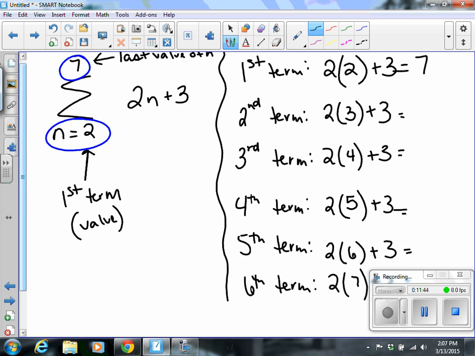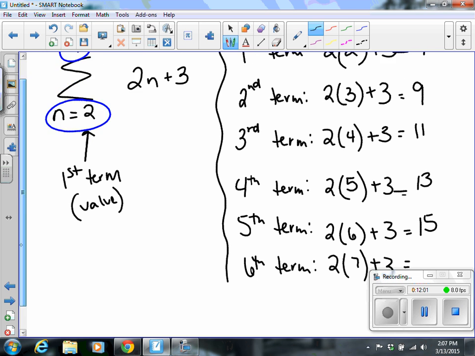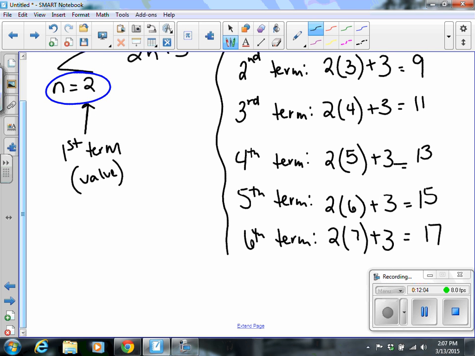So I've got 2 times 3 gives me 6, plus 3 gives me 9. 2 times 4 gives me 8, plus 3 gives me 11. 2 times 5 gives me 10, plus 3 gives me 13. Notice, I've picked up on the pattern here and can just plug those numbers in. So we actually haven't gotten to a question, which is fine. I just want you guys to make sure that you have taken the notes.